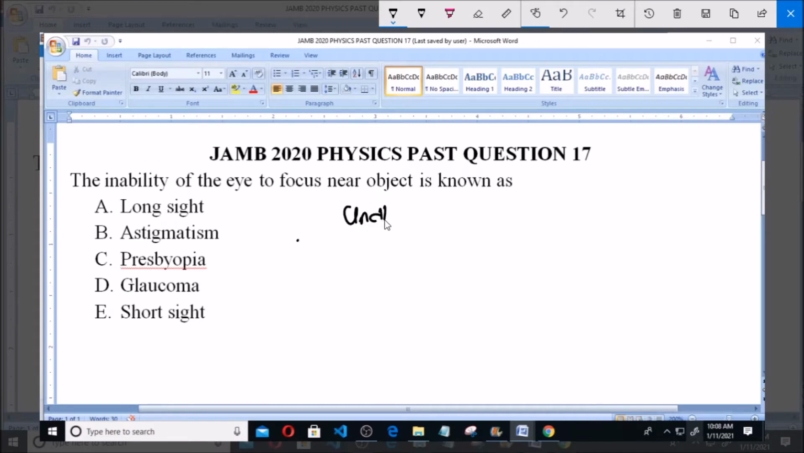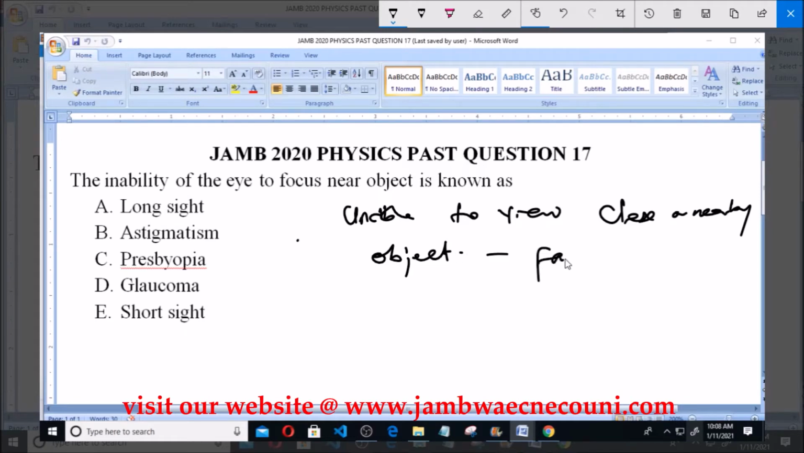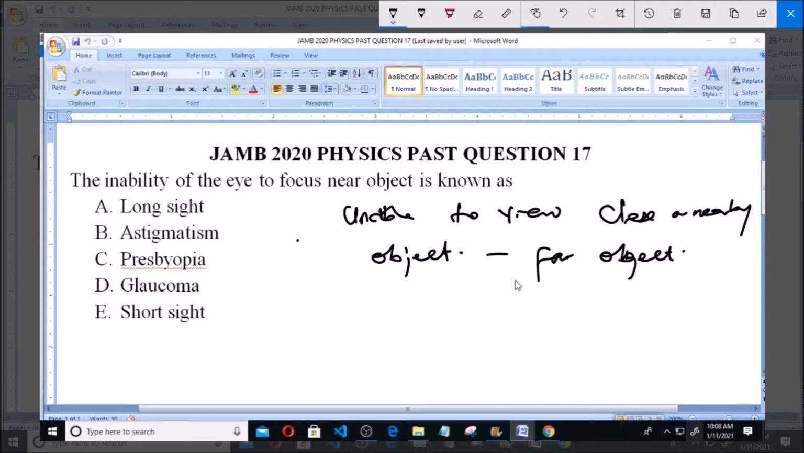close or nearby objects. In this case, the person is only able to view far objects. Only far objects will focus on the retina. Objects that are close to the viewer cannot be focused on the retina. And remember, the retina is where the image is formed. Now, we call this condition long-sightedness.